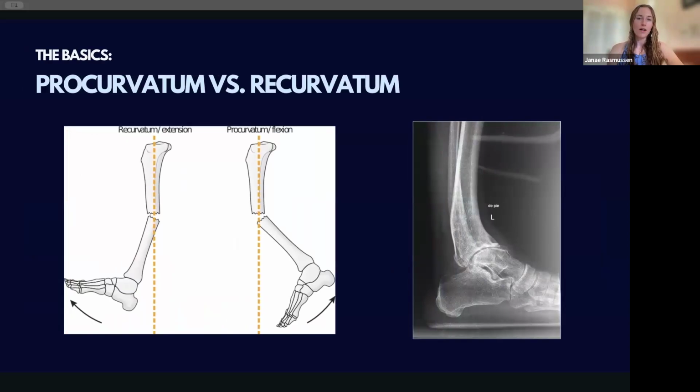So when it comes to procurvatum or recurvatum, recurvatum is where essentially the distal aspect is pointing forward. In this image here, you can see that it looks like the knee is up here, but it almost looks like it's bent backwards. Versus in procurvatum, you can see that this distal aspect is pointed backward. So in this image here, we can see that this is in recurvatum.